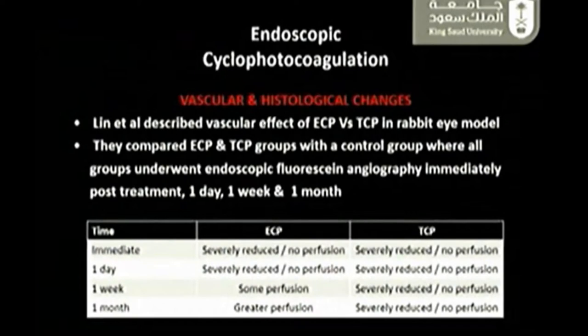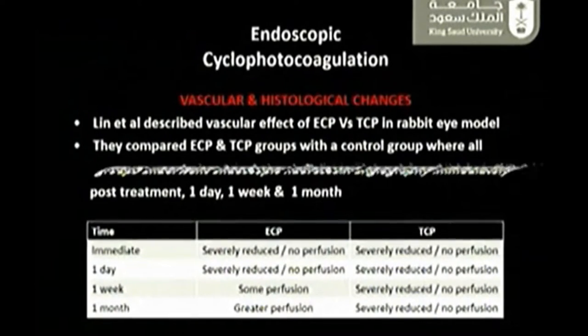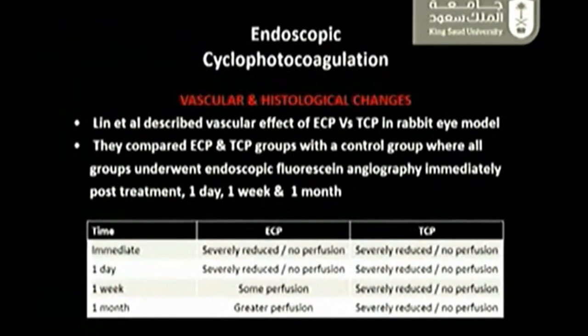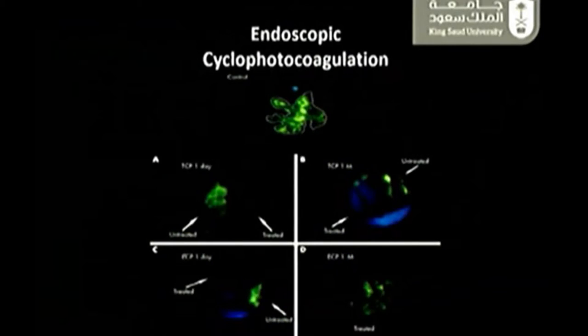They looked for perfusion and found that immediately after the treatment the perfusion was severely reduced, while on the first week and first month there was some perfusion, with greater perfusion in the ECP group compared with severely reduced perfusion in the TCP group. Therefore, the risk of prolonged hypotony or phthisis with ECP is almost obsolete. But it can happen sometimes. There are very few reported cases.